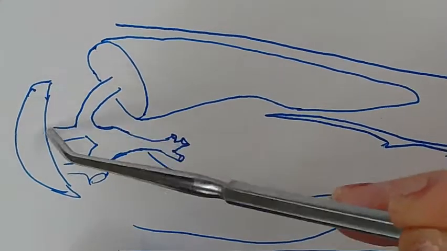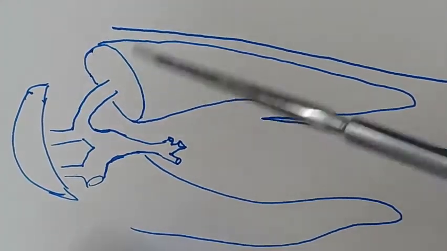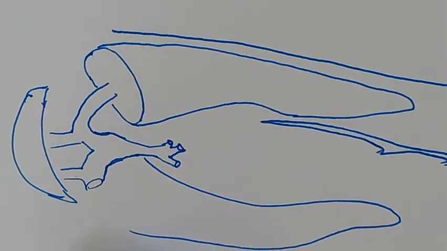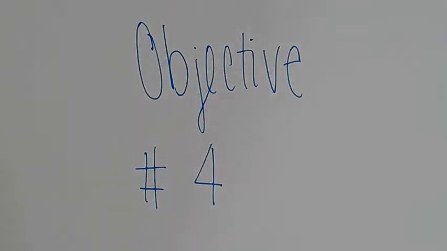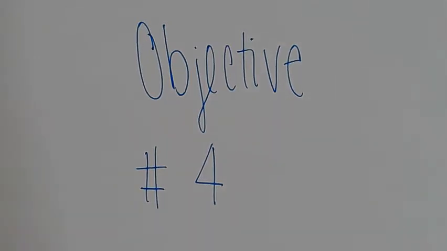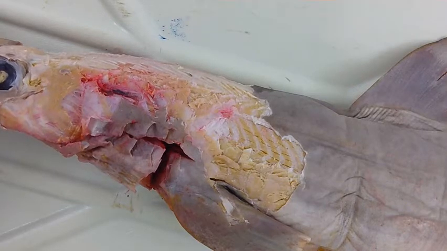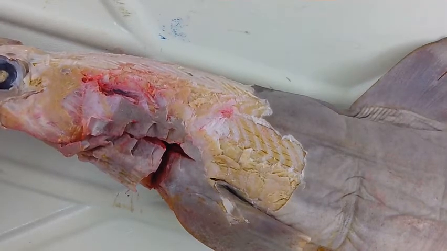This is the sinus venosus. This is our liver. The hepatic vein will be right here. For objective number 4, I will explain how a shark eliminates waste, and I will include a description of the kidney anatomy. The purpose of the urinary system is to purify the body of its nitrogenous waste.